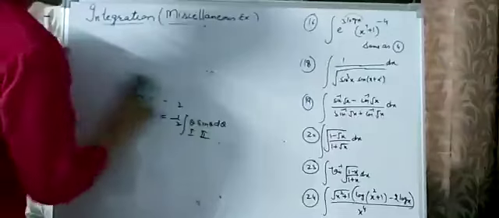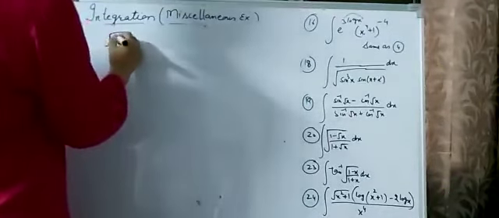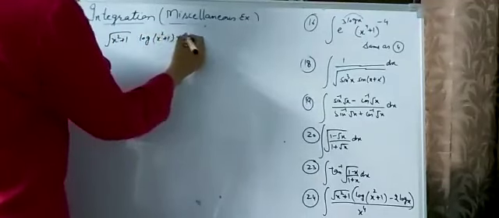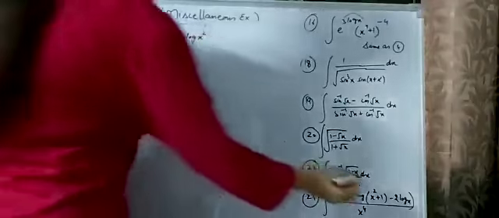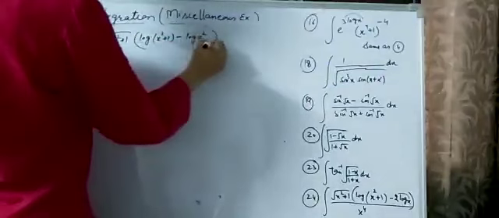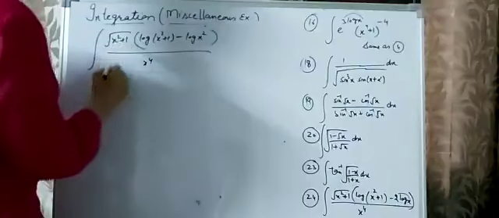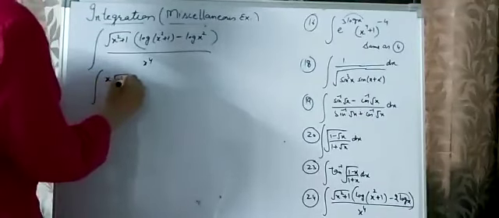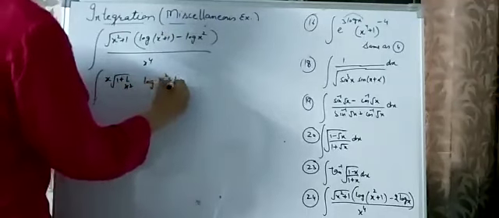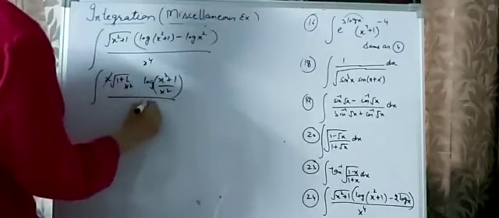Now look at the 24th question. Here we have root x square plus 1 and log of x square plus 1 minus log x square. We take the power 2 to the front, so this is combined and this is x to the power 4. Now I take x square common, so outside you will get this x. This is log of x square plus 1 upon x square minus log, and this is x4. One x is cancelled with this.